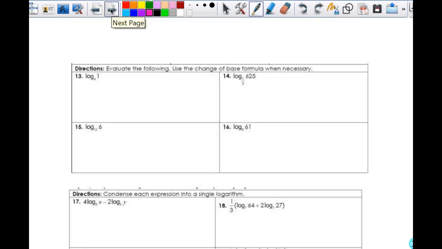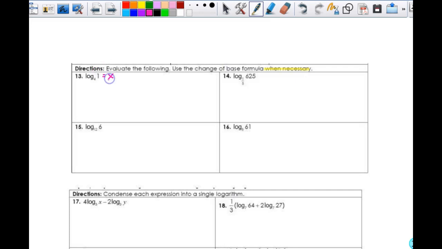So now I'm evaluating, and I use the change of base formula when necessary. That "when necessary" thing right there is important. So that doesn't mean I use that on every single one of them, because remember, you're not going to get a calculator on the test, so you need to be able to solve them when you can. So we need to try all of them.